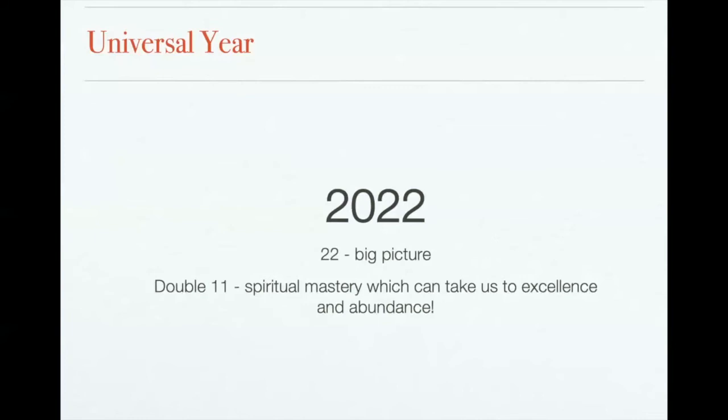The 22 is a significant number. It's the big picture. So this year, if somebody doesn't have a plan or form a plan, they're going to get lost in a lot of small details and lose sight of the big picture. If we lose sight of the big picture, we lose opportunity. So the opportunity is to take advantage of our vision and harness it. 22 is a double 11. It's a spiritual master who can take us to excellence and abundance.